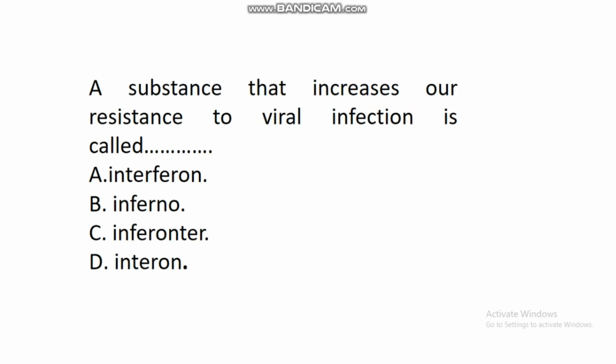The next question says, a substance that increases our resistance to viral infection is called dash. A. Interferon. B. Inferno. C. Interferon. D. Interferon. In this question, the correct answer is A. Interferon. So this interferon is the substance in the body which the body uses to resist infection, especially viral infection.